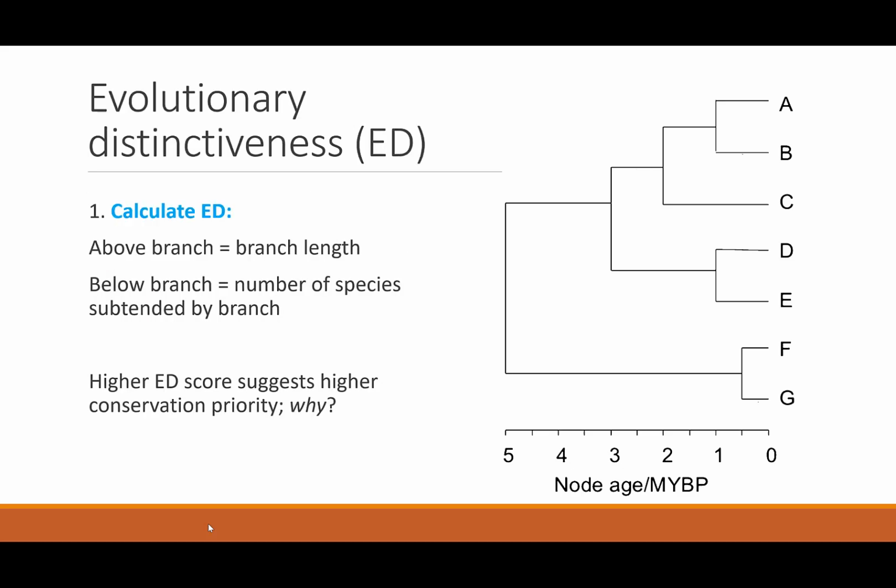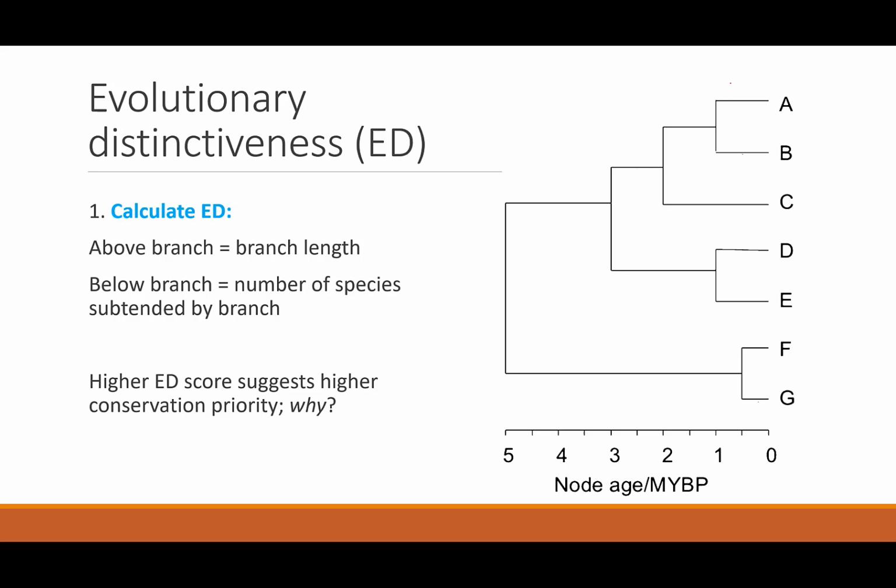And we're going to calculate our evolutionary distinctiveness score first. So what we're going to be doing is looking for our above branch scores, which is the branch length of just that species. And then we're also going to be looking at the number of species subtended by branches for our scores below the branch. What that basically means is that you include a score of the number of species that are captured by that stem branch. So let's walk through this and we'll be able to understand what all this means.